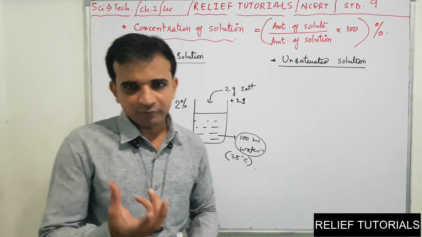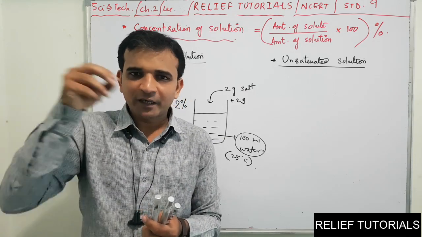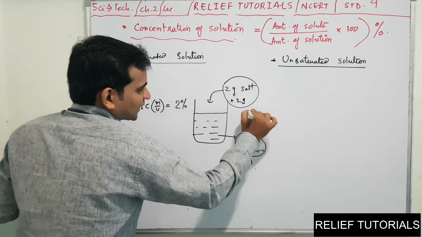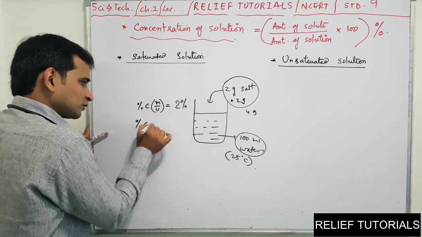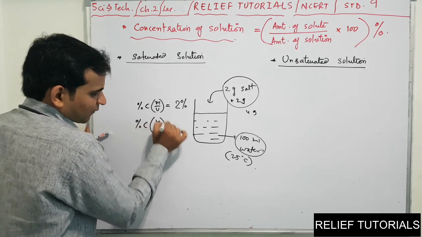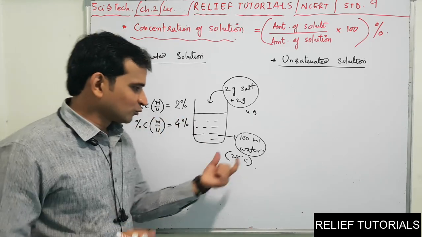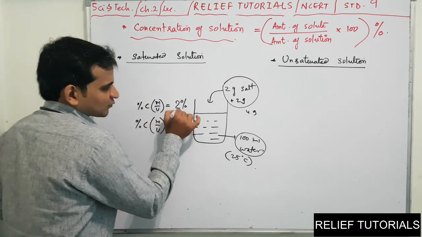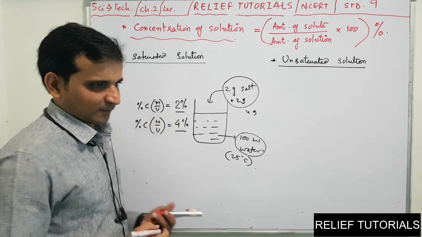You have 100 ml of water, you have added 2 gram of salt first, and then again you are adding 2 more gram of salt there. So total mass of solute now present is 4 gram. So now the concentration of mass by volume ratio will be 4%, because the volume of solution remains 100 ml only. So here if you see, as we are adding more solute, the concentration increases.